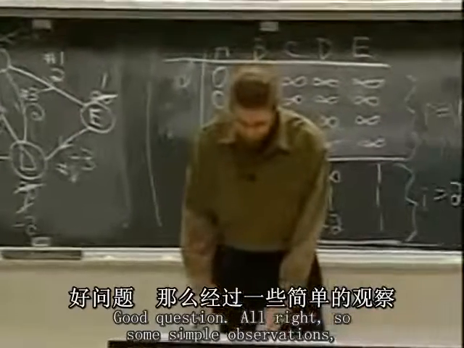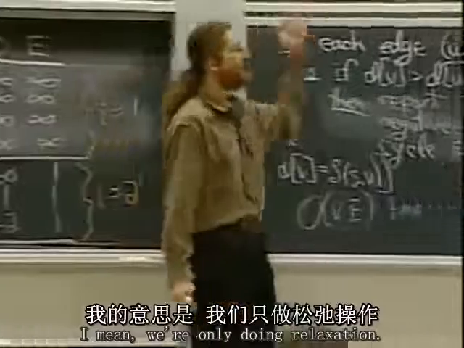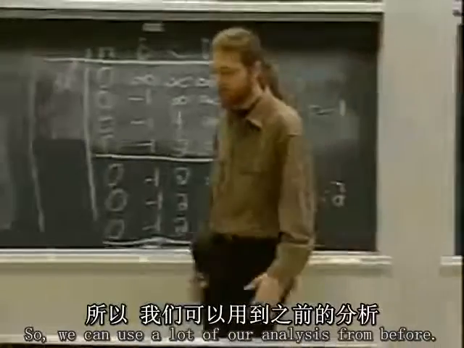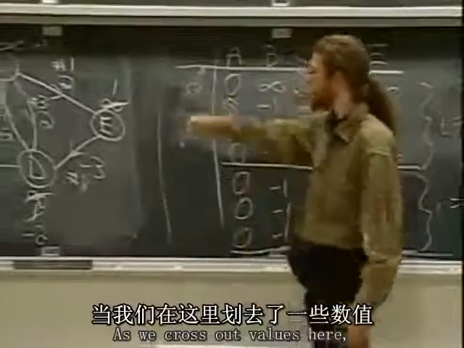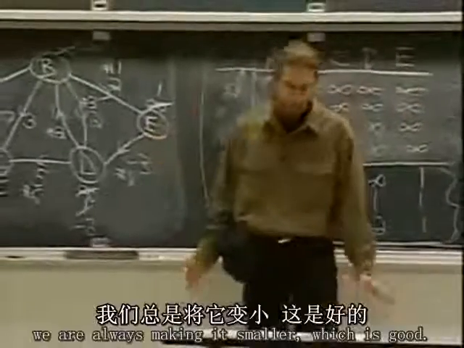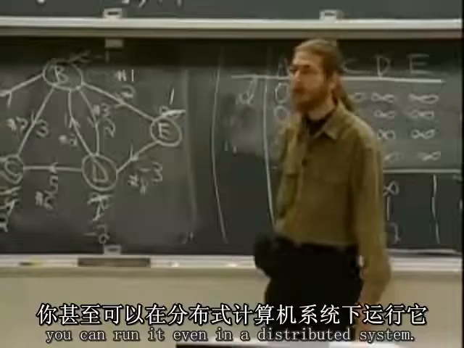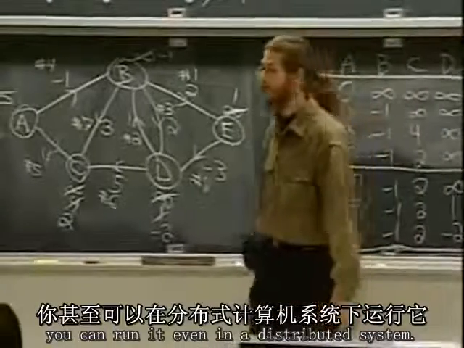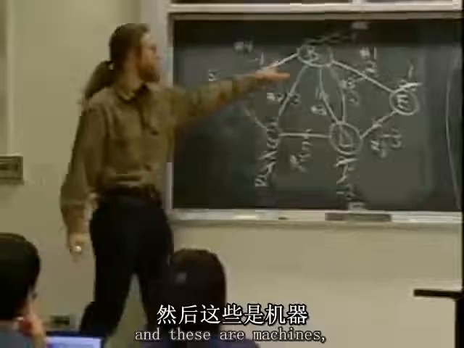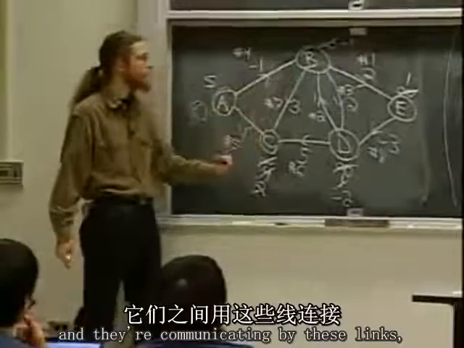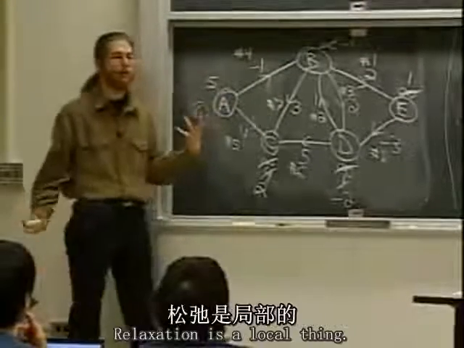All right. So some simple observations. We're only doing relaxation, so we can use a lot of our analysis from before. In particular, the D values are only decreasing monotonically. As we cross out values here, we're always making them smaller, which is good. Another nifty thing about this algorithm is you can run it even in a distributed system. If this is some actual computer network, and these are machines communicating via these links, it's a purely local thing. Relaxation is a local thing. You don't need any global strategy.